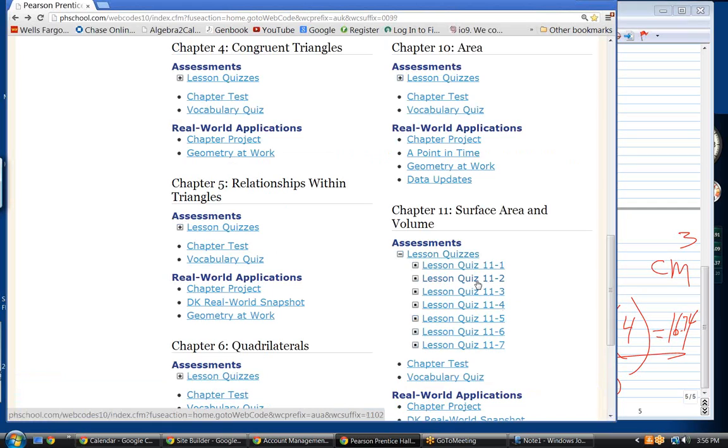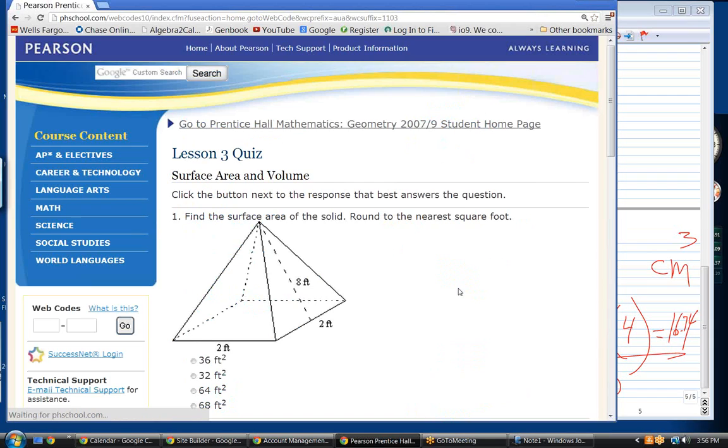So we want to do 11.1, 11.2, 11.3. Okay.